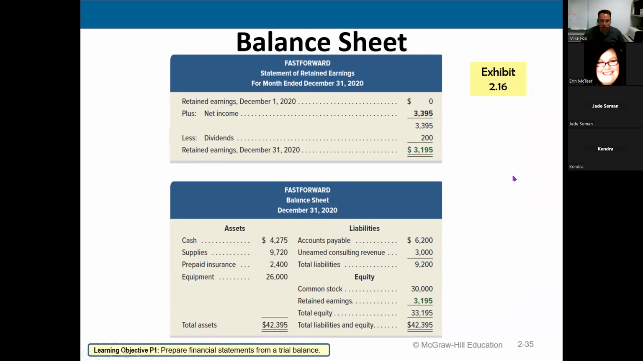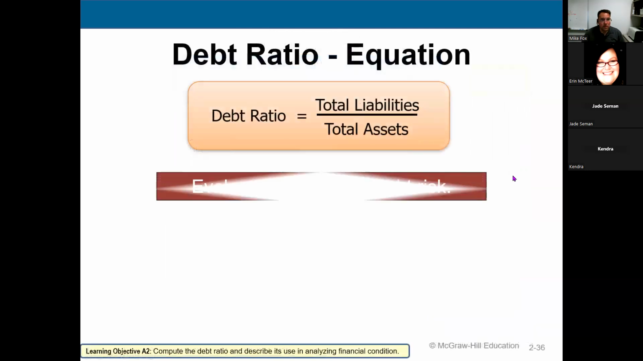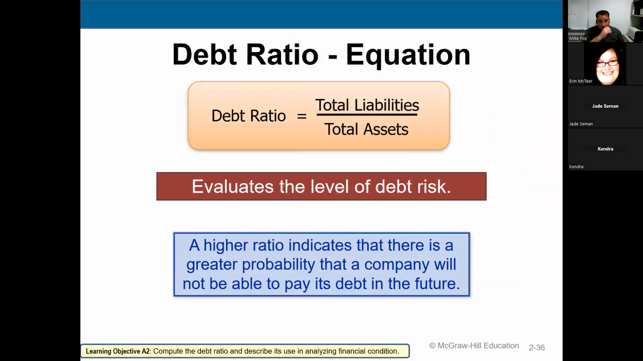Okay. Two other little items. The debt ratio is our total liabilities divided by our total assets. This helps us understand how much debt risk we have.